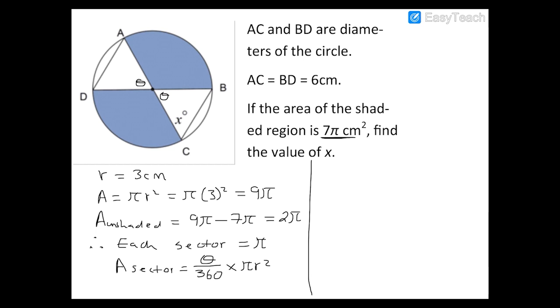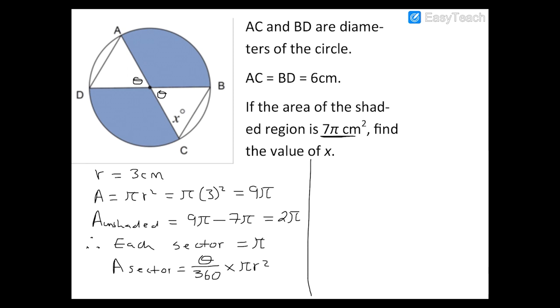So, we have theta over 360 multiplied by pi, radius 3 squared, must be equal to pi. Okay, so from this pi will cancel pi, and theta will be equal to 360 divided by 9. 360 divided by 9 is equal to 40 degrees. Okay, now we know that theta is 40 degrees, and so we can write 40 degrees there.